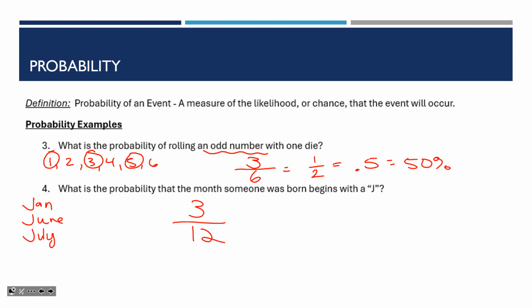So the probability that someone was born in a month that begins with J is 3 out of 12, or in other words, 1/4. And again, you could list that as 1/4. You can convert it to 25% or 0.25.